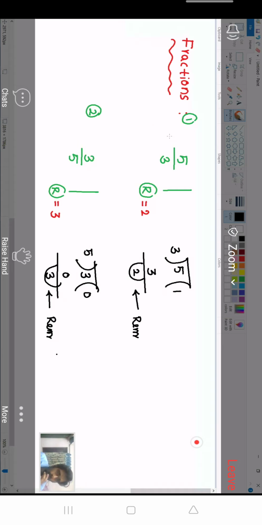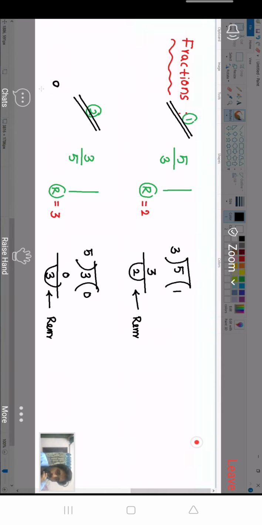So that is a point I want to tell you. If it is the first type of question, all of you are very comfortable to mark the answer for the remainder. If it is a second type of question, like 3 by 5, we just need to remember one thing.